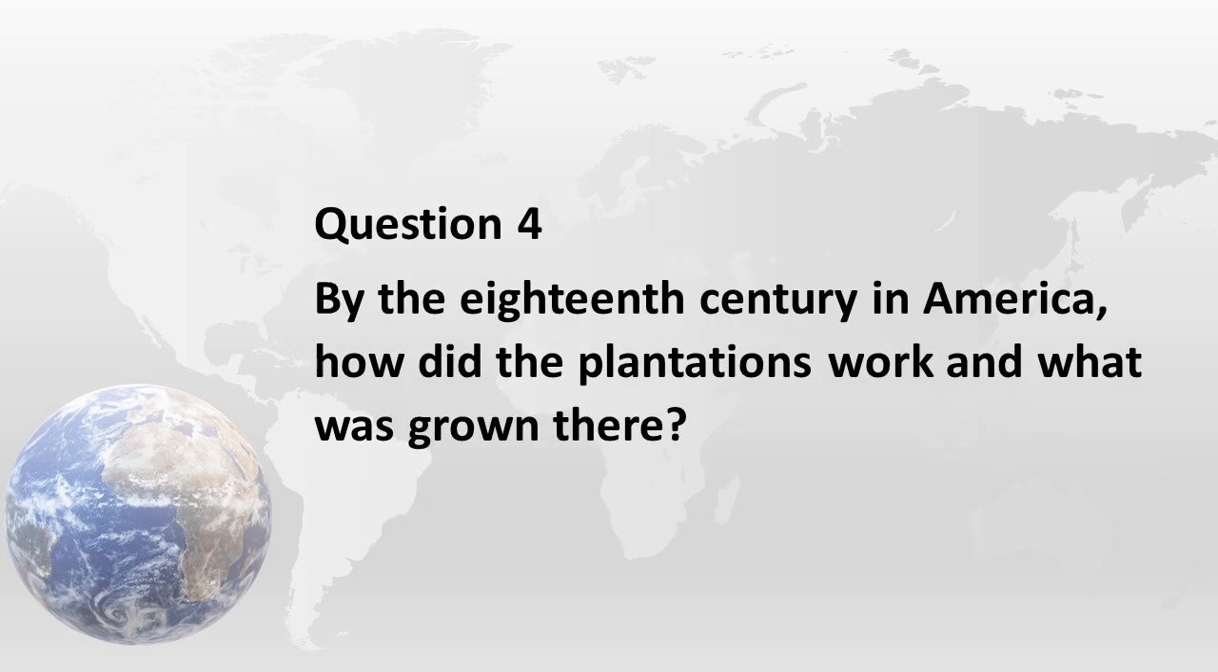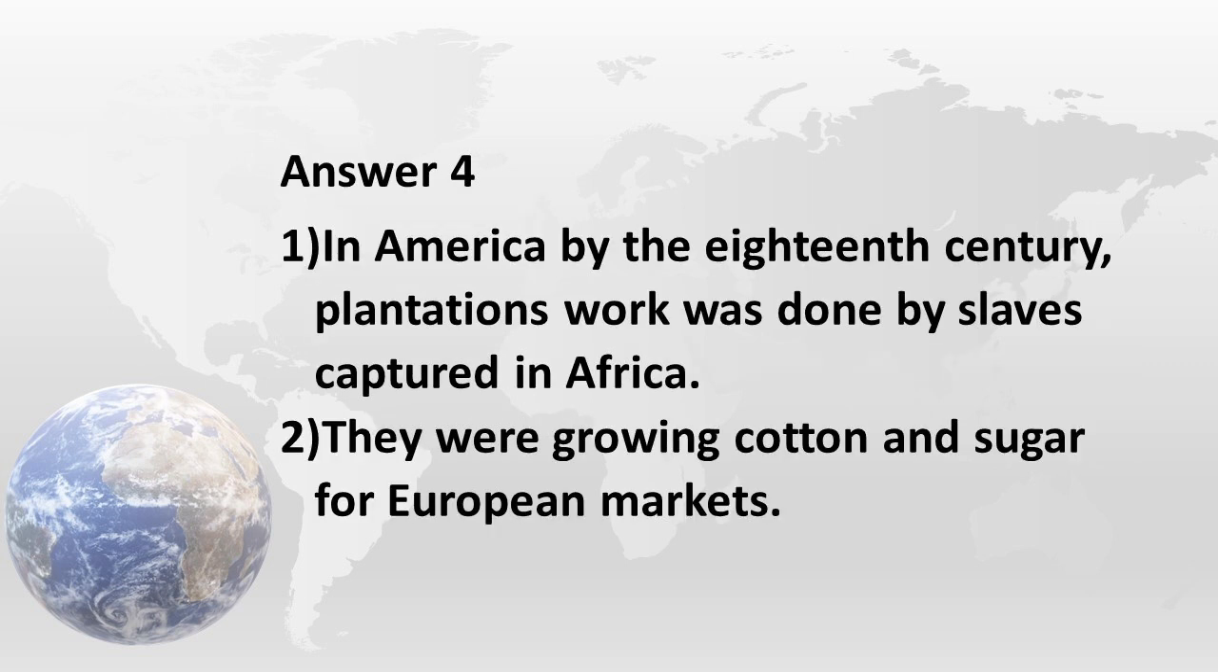Question number 4 is, by the 18th century in America, how did the plantations work and what was grown there? Answer to question number 4 is, in America by the 18th century, plantation work was done by slaves captured in Africa. They were growing cotton and sugar for European markets.